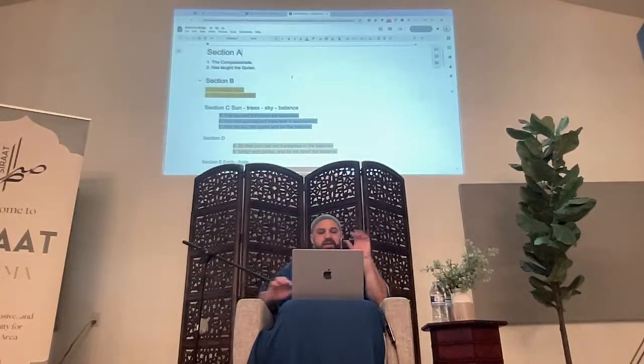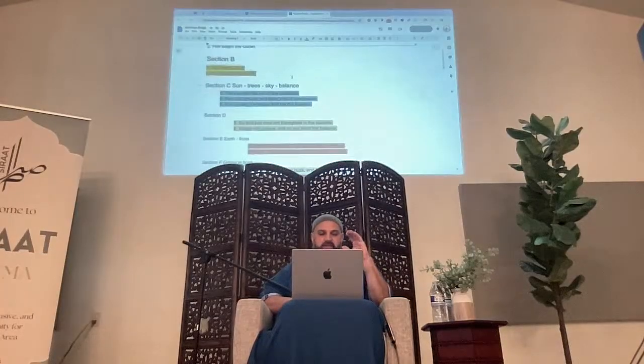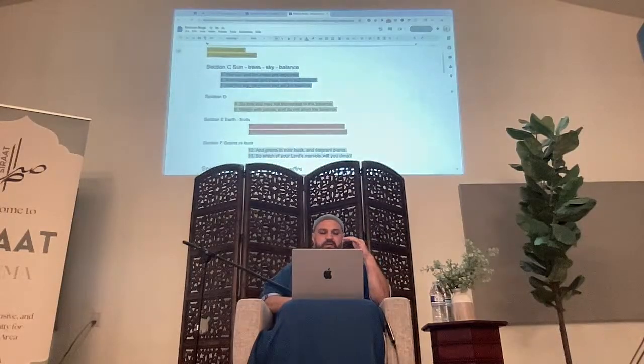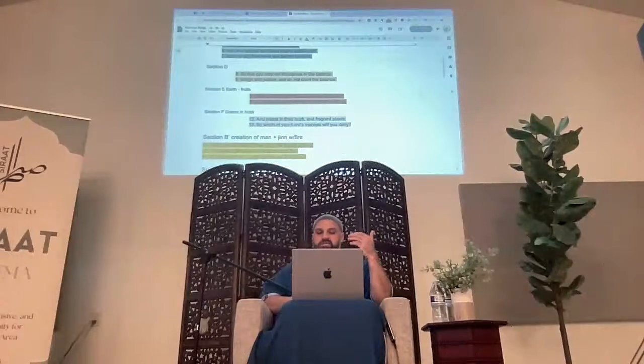So section A, I'm pulling this out. This is the compassionate, he taught the Quran. Section B, the next section, he created man, he taught him speech. Embedded in that, a ring within that, is a section C, where it's talking about the sun, the trees, the sky, and the balance. Then section D, it starts talking about the balance more specifically.